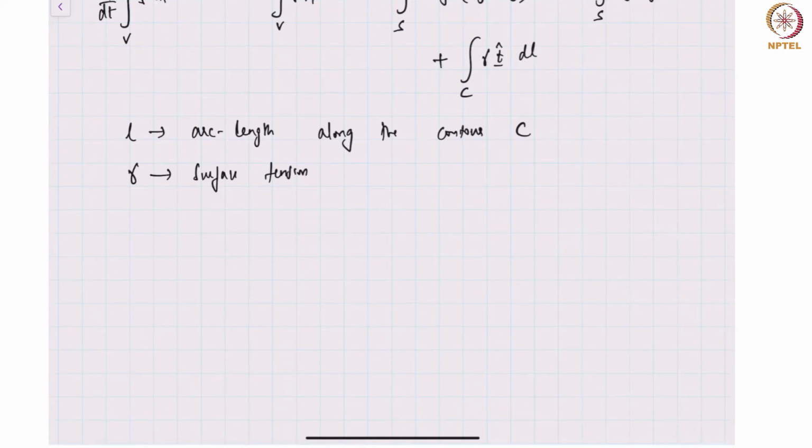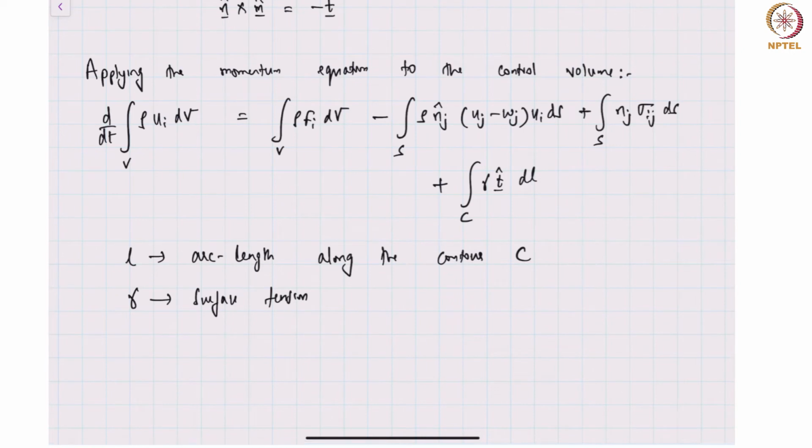Now we know the other forces here. The rho times d phi dV is basically the body force. Let's write down all of them. This is the body force here. This is the hydrodynamic force, the hydrodynamic surface force. And this last term here is basically the surface tension term.